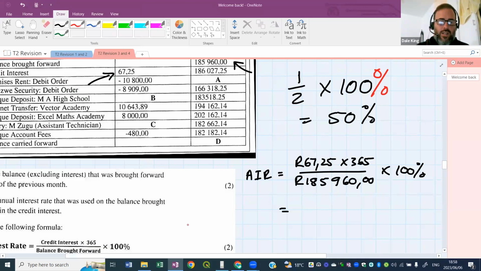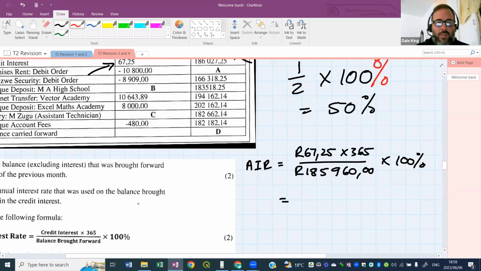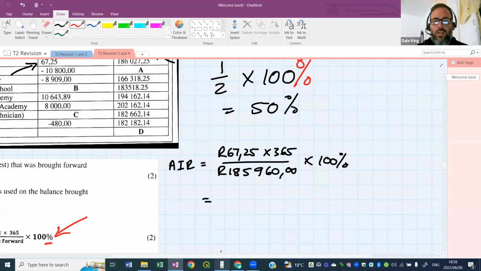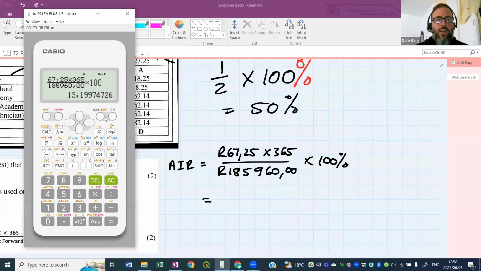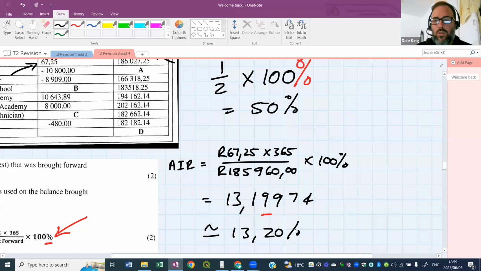So be careful. Often in exams, they write that. Let's look at the question. You see down here, they say times 100%. That's just the examiner saying this is a percentage calculation. Please don't put that into your calculator when you work out a percentage. So there's our value on the calculator: 13.19974. We want to round off to two decimal places always, unless they tell us otherwise. That's going to be 13.2%. So be careful there. When they write the percent, don't put it in your calculator. Be careful, please.